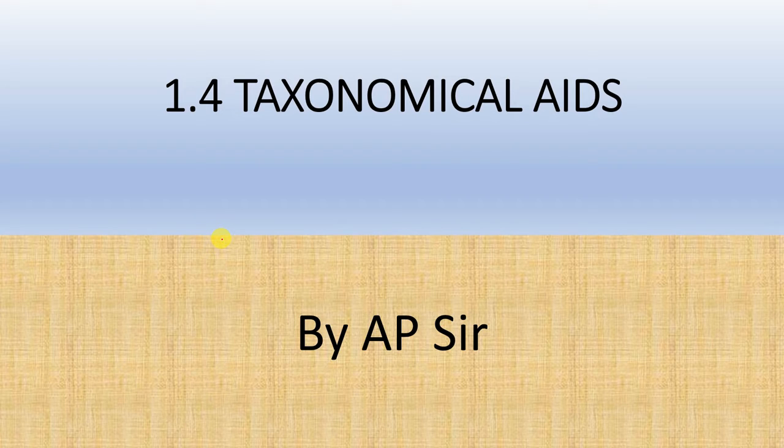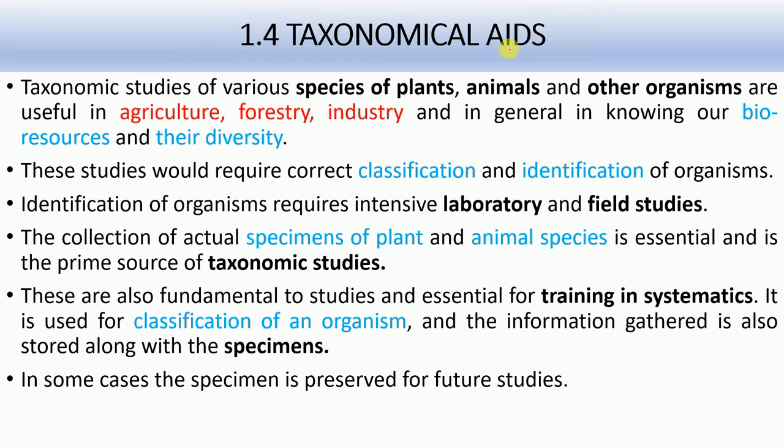So in the last lecture we were discussing taxonomic categories. In this lecture we are going to learn about taxonomical aids. Taxonomical aids does not mean acquired immunodeficiency syndrome, right? Here aids is the plural of aid. Aid means a mechanism or system for the taxonomical process.